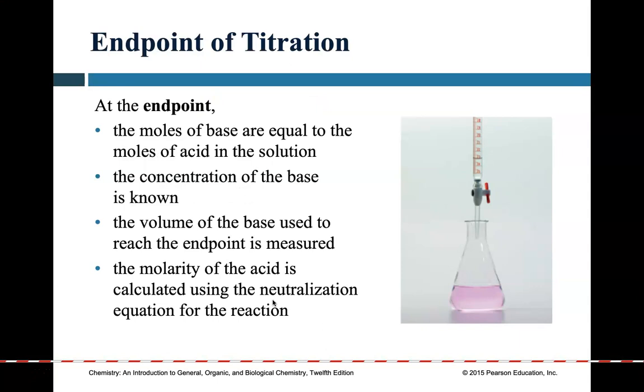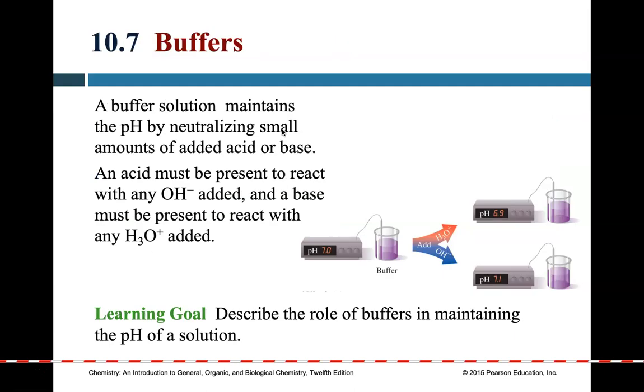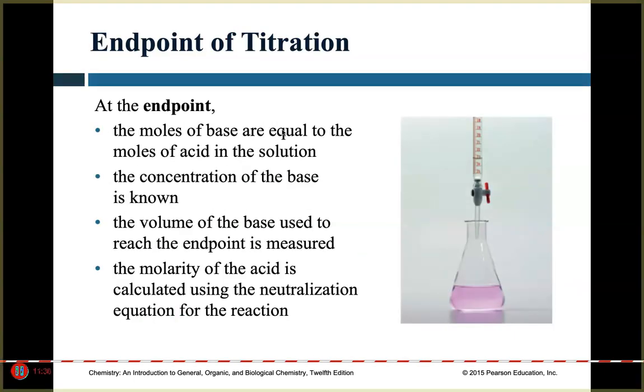So at the end point of the titration, and this is what a couple of slides ago I said, the moles of base are equal to the moles of acid in solution. So if the concentration of the base is known, which would be the one in the burette, and if I know the volume of the base used to reach the end point, that means I would know the amount of base, and then I would also know the volume of the base in liters, so that's going to be concentration.